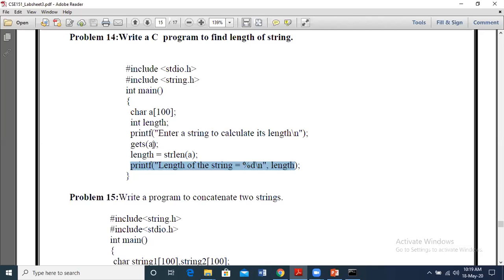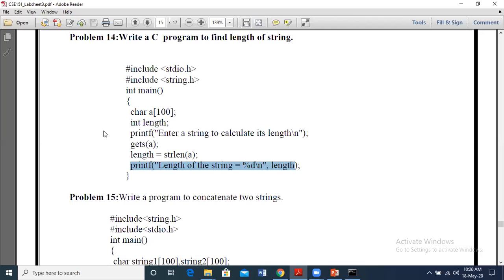Here you have to execute and check. If you get a doubt, you can see there as well. Execute this, give an input. Since we are taking gets, it will take spaces also and count them, and display the length of the string. Is this clear? Using strlen.